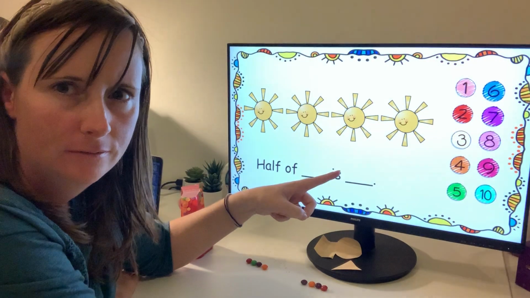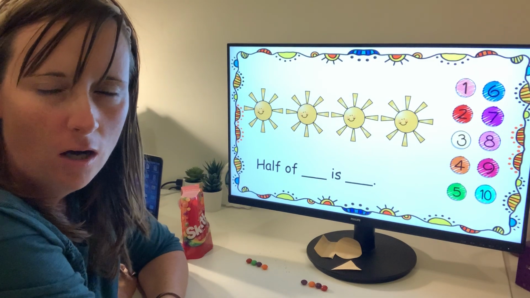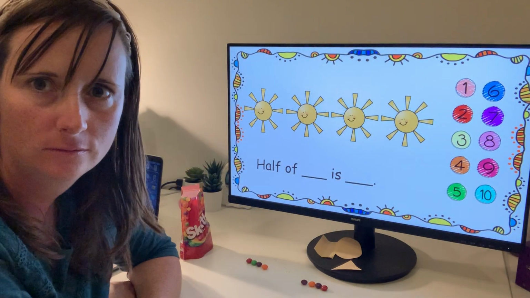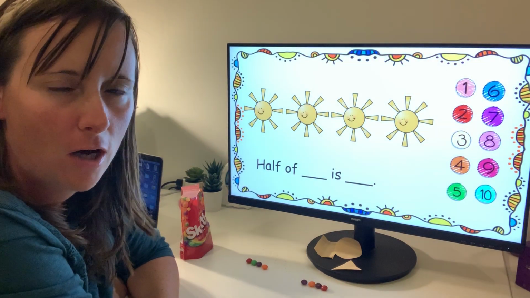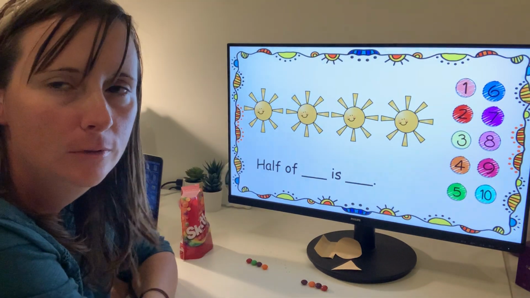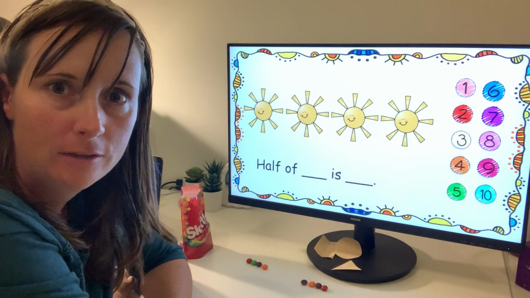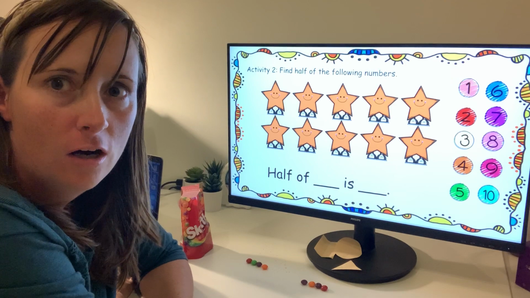How many have I got here? 1, 2, 3, 4. I want you to try and find me what half of it is. You could use your fingers to work in. Use your knowledge. So this is one of your activities after you've finished the practical. Try and do it with things that you cannot move. If you get stuck, go back to using the objects to help you. That's more than fine.